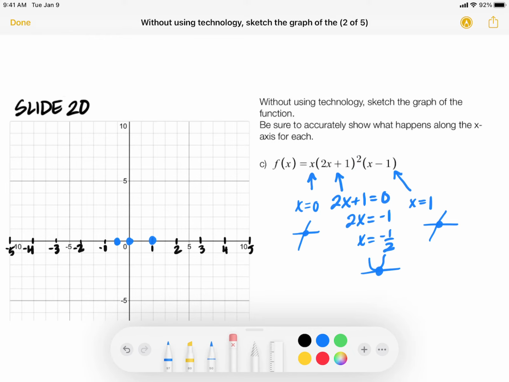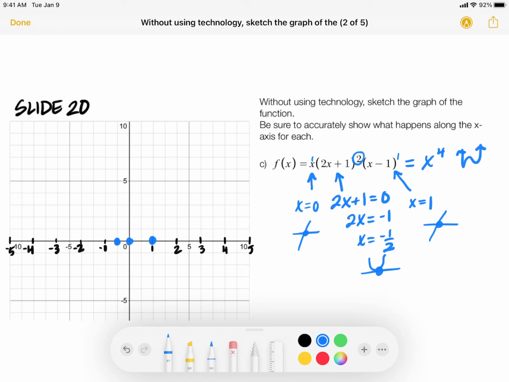So before we go ahead and start to sketch this, because a lot of you guys are having trouble with the general sketch, we have to figure out what's the total degree. So if this is a first degree, this is a second degree, and this is another first degree, we once again have an x to the fourth. So that means we're going to have that W shape.